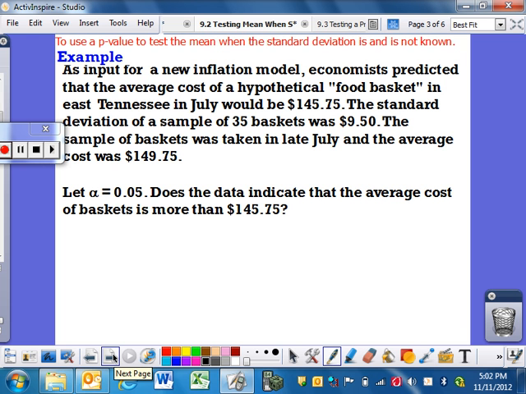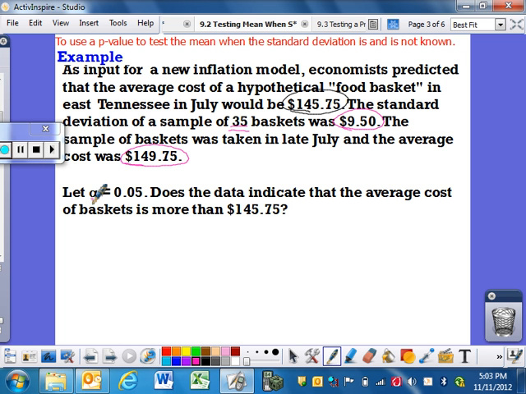So, input of inflation: economists predict that the average cost of a hypothetical food basket in Tennessee in July would be your number right there. And then the standard deviation of a sample of 35 baskets was 950. Then a sample of baskets was taken and the cost actually was larger. So that's the four pieces of information you need to get your t-score.